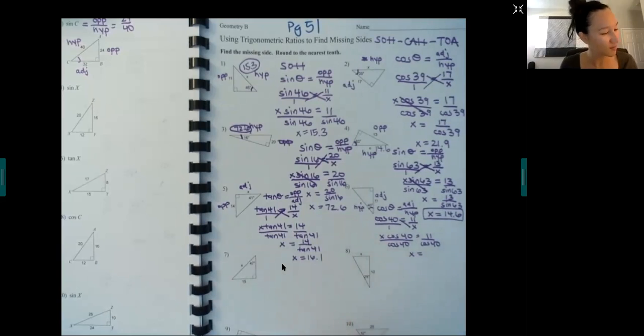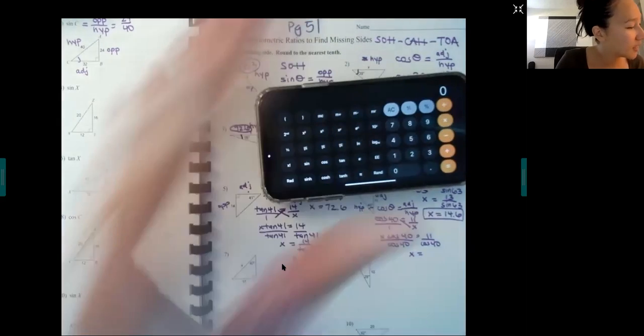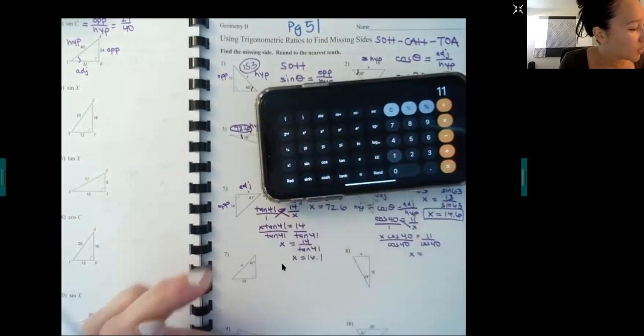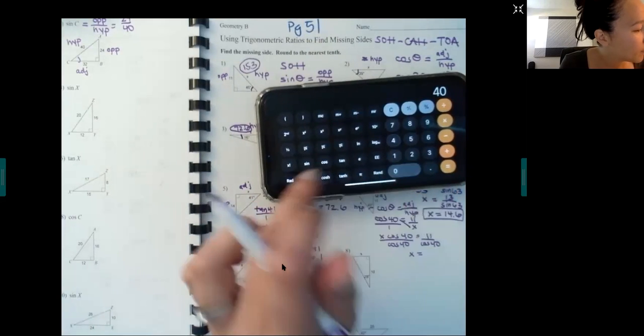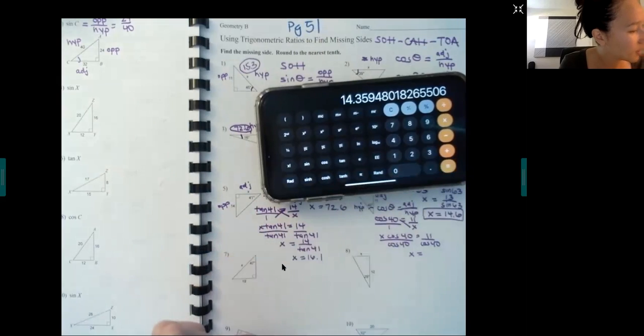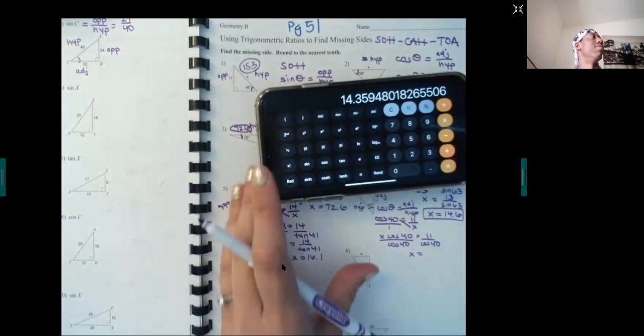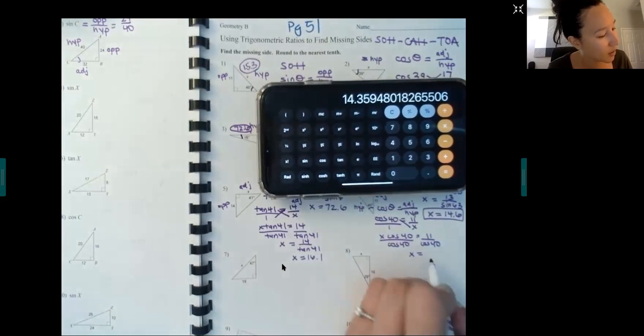3.6, I want to say. 3.6? It should be bigger. It's our hypotenuse, so it definitely has to be bigger than 11. So let's see. We have to do 11 divided by, and then we do 40, and the cosine, which is 14.4.